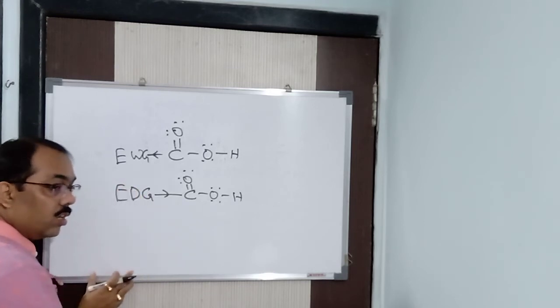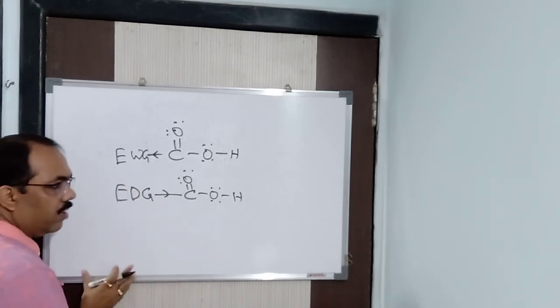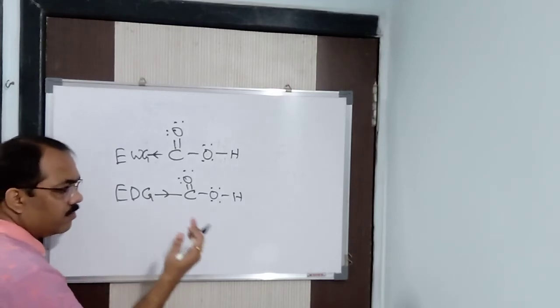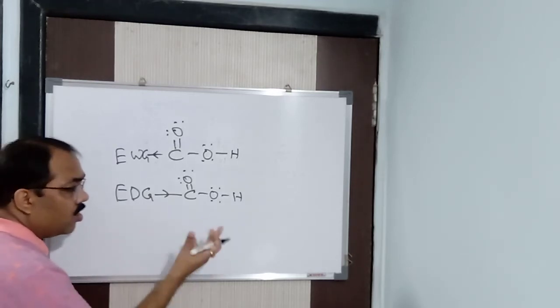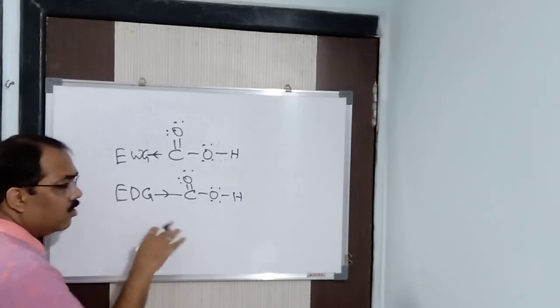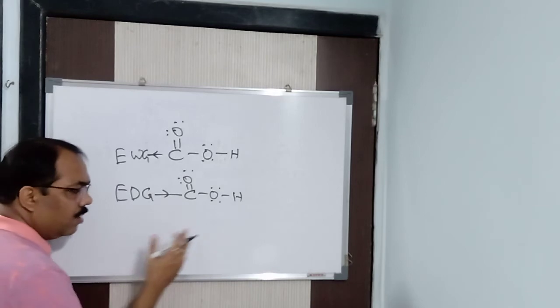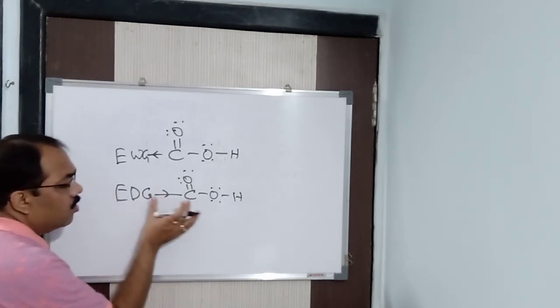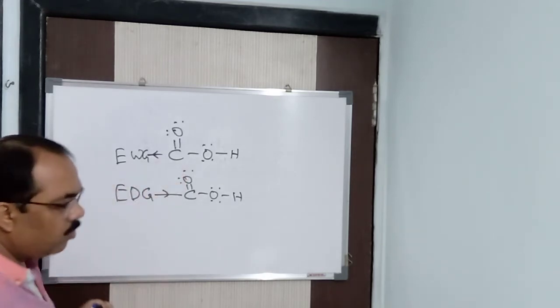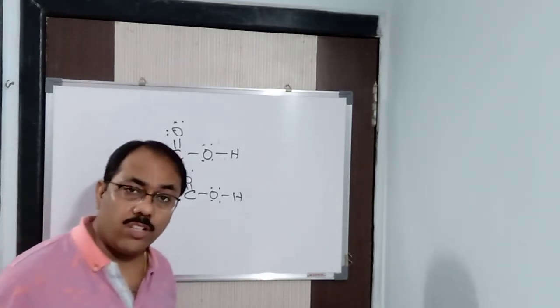Which are electron donor groups? All single bonded derivatives like alkyl groups, CH3, C2H5, C3H7, then alkoxy groups, OCH3, OC2H5, amino group, hydroxyl group, they are all single bonded derivatives. They are called electron donor groups. They decrease the acidic character. And electron withdrawing groups increase the acidic character. So first you need to understand that.